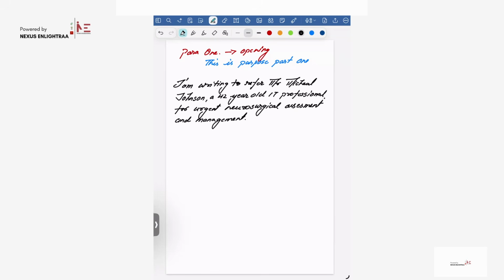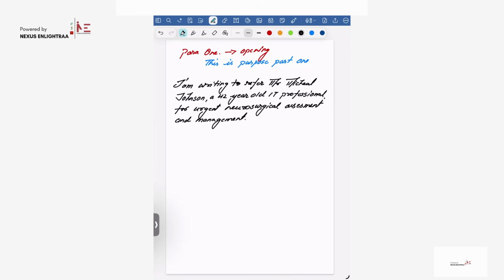Now, let me explain the choices here. The OET guide confirms that writing, I am writing to refer, is appropriate when the task is a referral letter. We include the word urgent because the writing task specifically asked for urgent assessment and treatment. Always use the exact language from the task instruction. We include the patient's occupation, that is an IT professional, because it personalizes the letter to this specific patient.